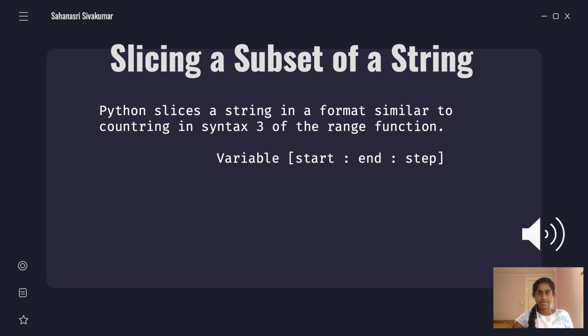Now let's look at slicing a subset of a string. Python slices a string in a format similar to counting in syntax 3 of the range function. To do so, we would name our variable, and in box brackets, the first number would be where to start, the second is where to end, and the third is the step number. When slicing, we can slice off from the beginning using positive index numbers, or slice off from the end using negative index numbers. It will also end one less than the ending number.